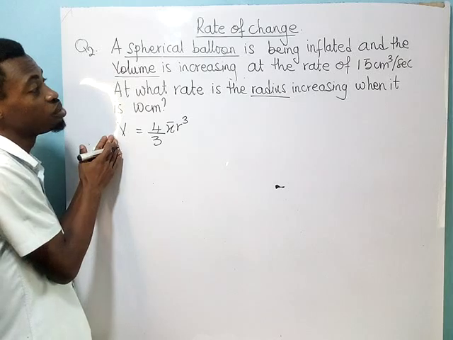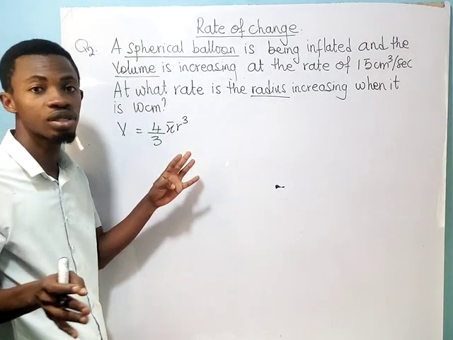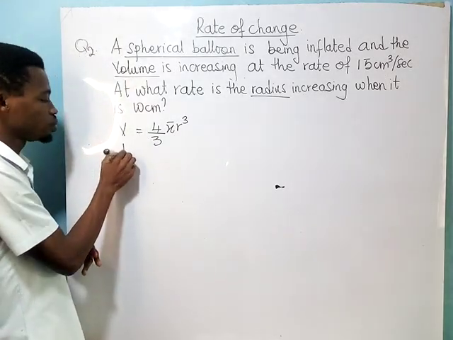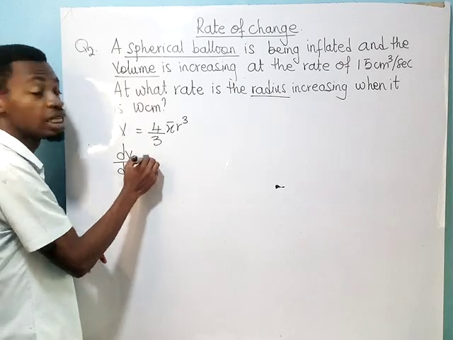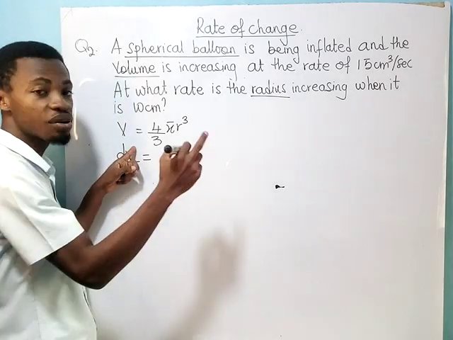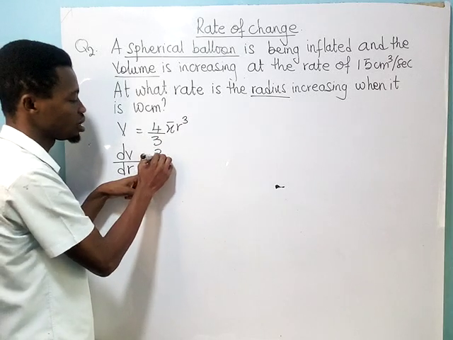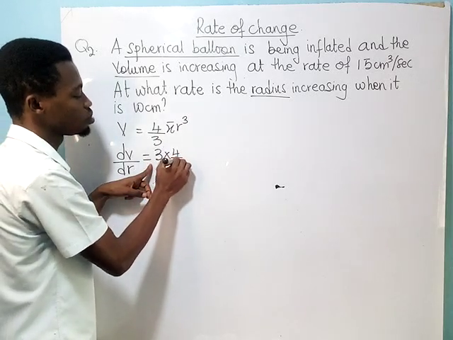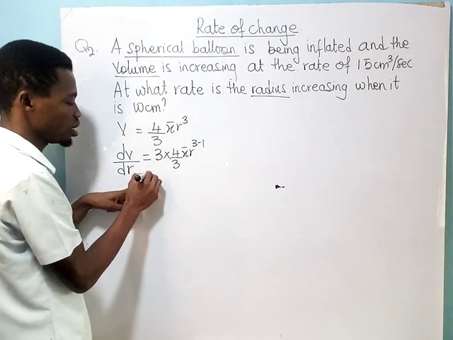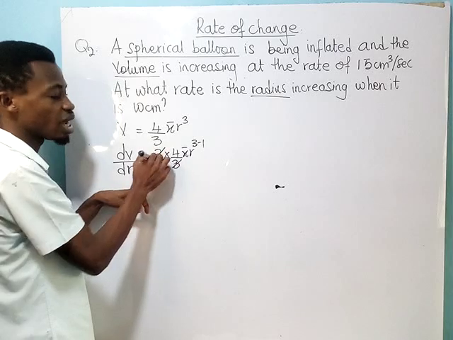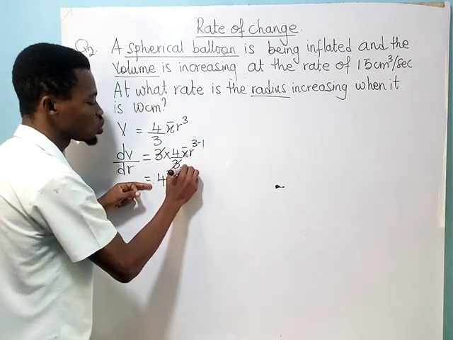Now, the volume is increasing with respect to the radius. So therefore, we are going to find dV/dr because volume increases with respect to radius. And this is going to give us 3 multiplying 4 on 3 pi r, then here becomes 3 minus 1. Giving us, this will cancel out, where we have 4 pi r squared.